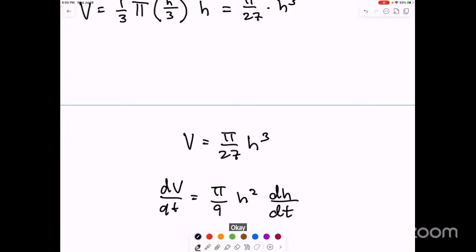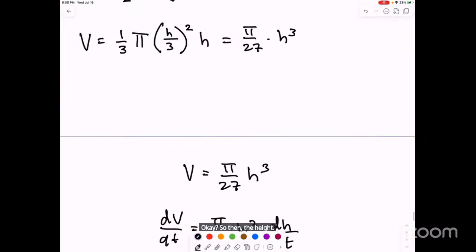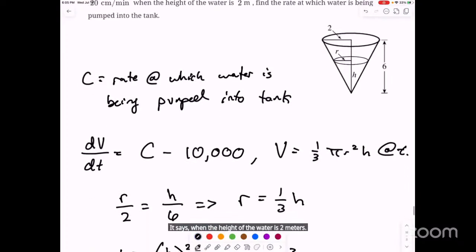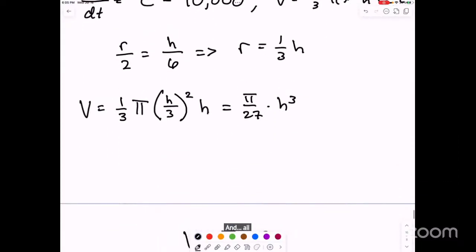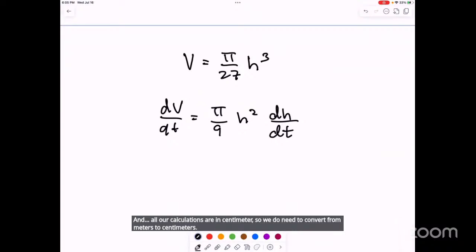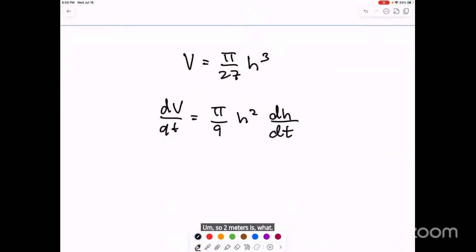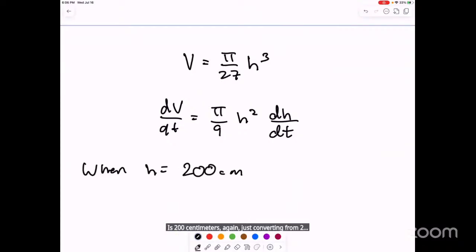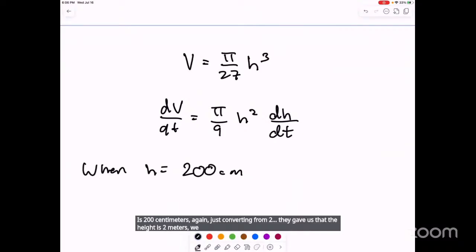Okay. So then the height. Now, the height of our water, it says when the height of the water is 2 meters, and all our calculations are in centimeters, so we do need to convert from meters to centimeters. So 2 meters is what, 200 centimeters? Okay. So we'll say when the height is 200 centimeters, again, just converting from 2 meters to centimeters.